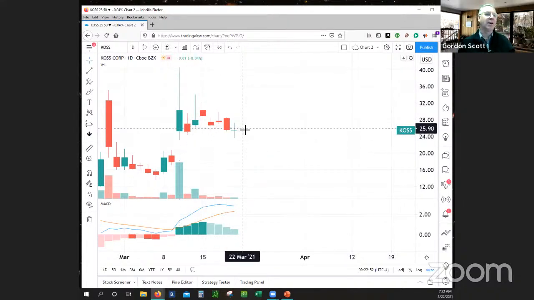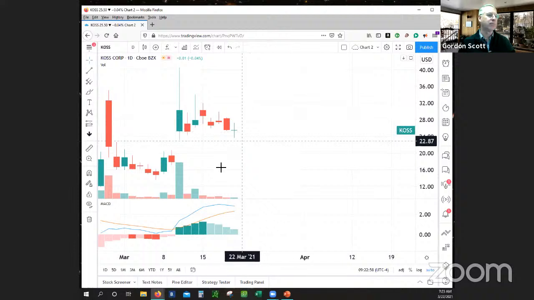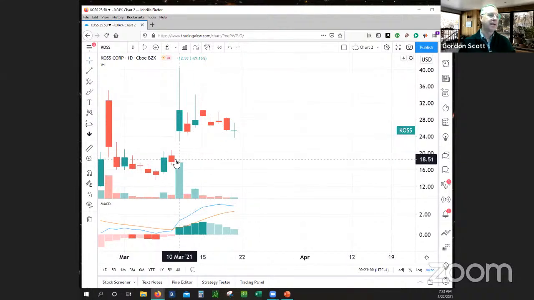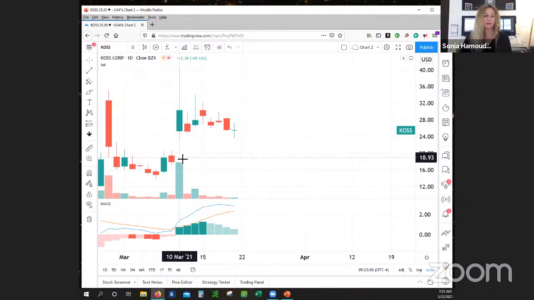So I like the idea, though. It's only a $25 stock, and you've got this huge gap of support. It's easy enough to be buying it here in the mid 20s and having your stop down around 18. That's what I would see. Where would you put your stop, or would you not use a stop at all? No, I definitely would. I don't ever take a trade without one.